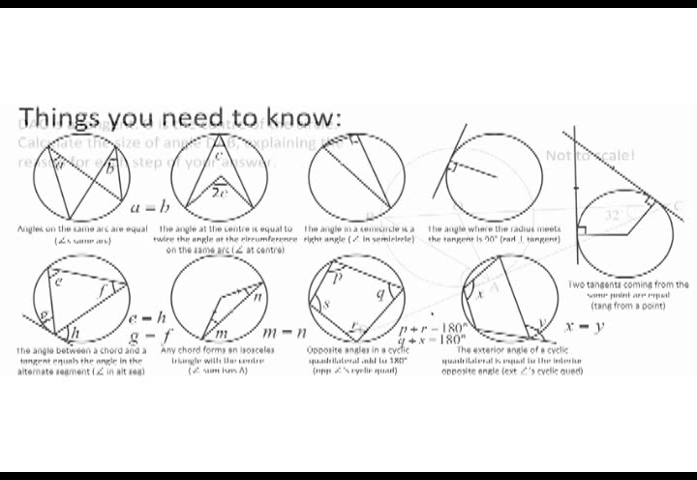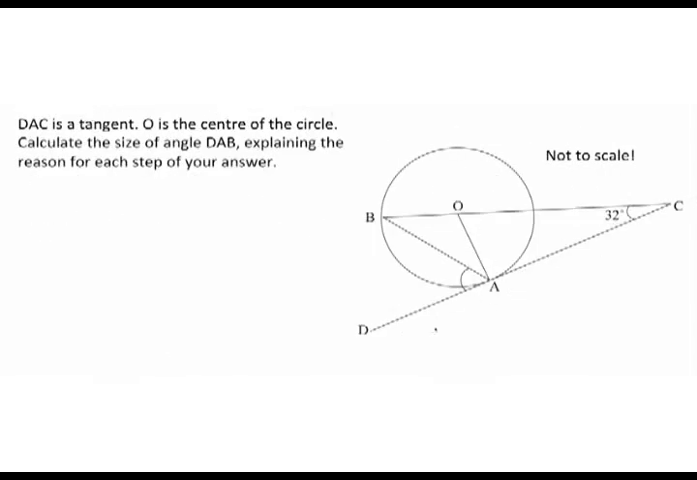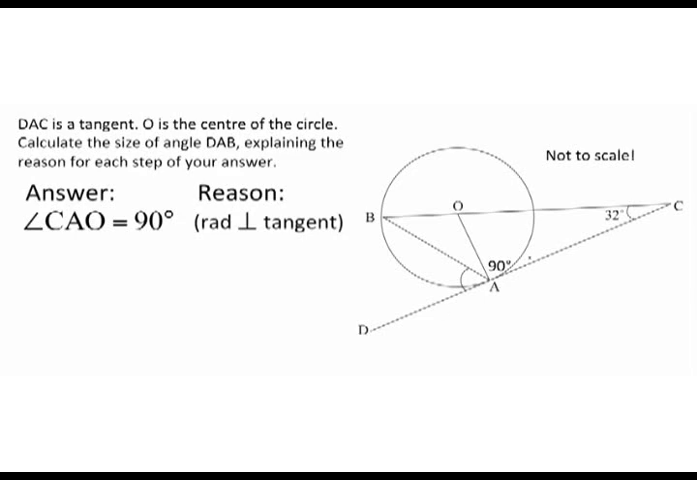Now, in this question, the line DAC is a tangent to the circle of center O. We are required to calculate the angle DAB and giving reasons for each step. Now in an exam, you need to write your answer and give reasons for it. Otherwise, you'll only score half the marks, even if the answers are correct. So the first angle we can see is CAO, and that is 90 degrees, because it is between a radius and a tangent. So CAO is equal to 90 degrees. Reason being, radius is perpendicular to tangent.